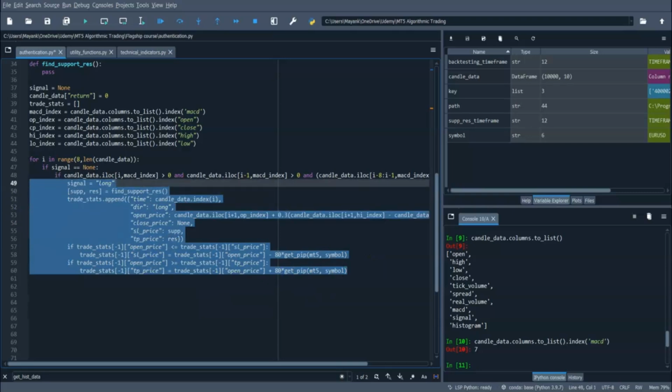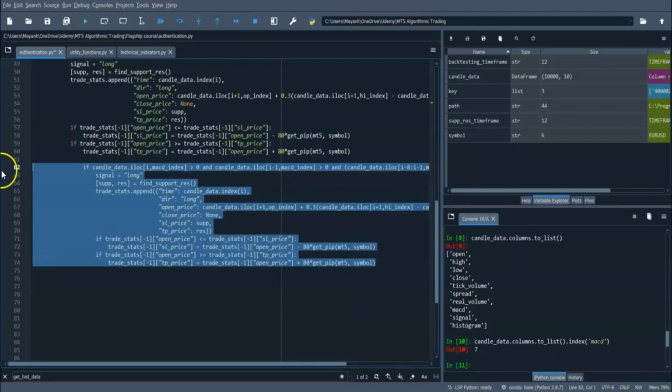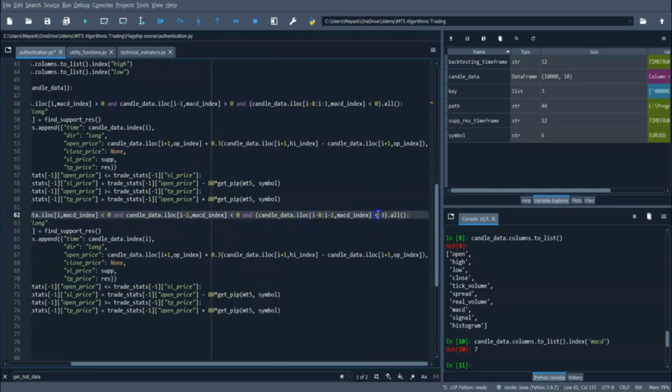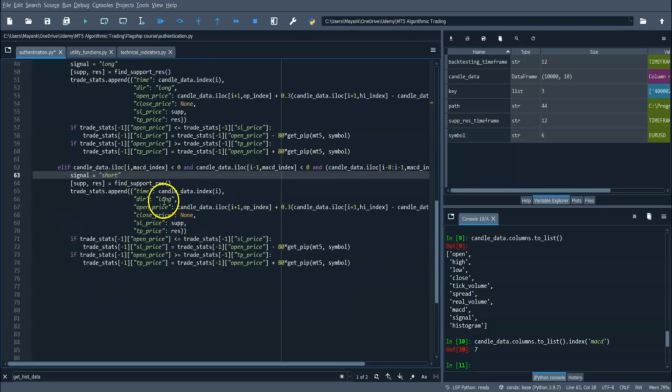Let me copy this entire code block and paste it here. Let me fix the indentation and let's do the same thing for short. So in this case, if we get two consecutive negatives and this becomes greater than 0. If the previous values are positive and the current values are negative, then we get a short signal. This is fine. Nothing changes here.